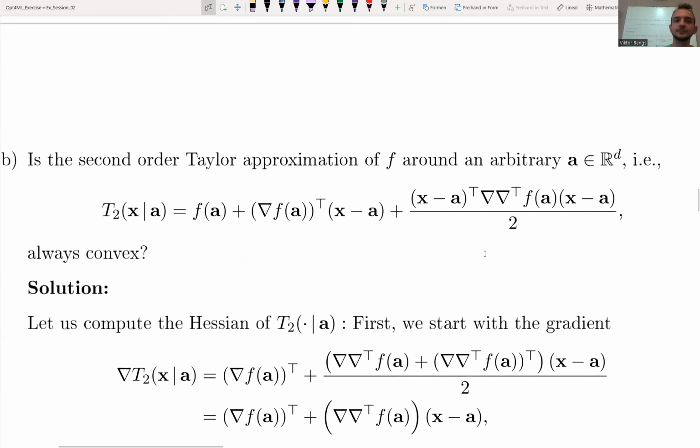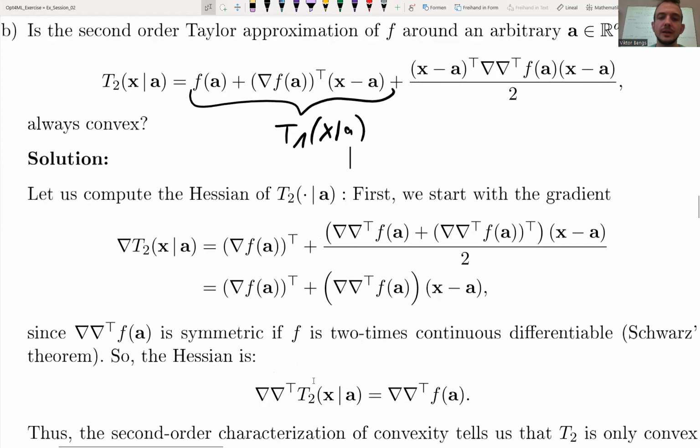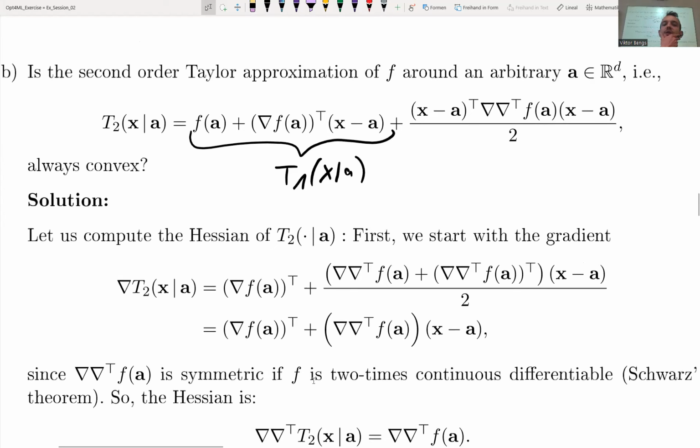And well, it is again the first order Taylor approximation plus this quadratic term in x. And okay, let's compute the Hessian matrix of this thing. And yeah, to come to the Hessian, let's go first with the gradient.